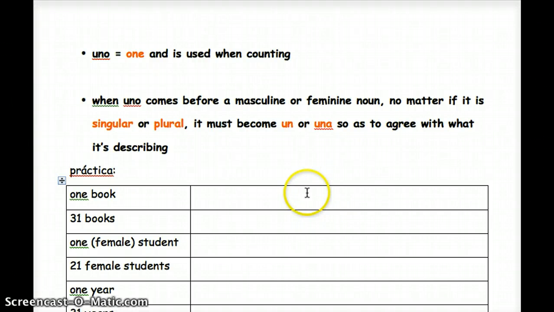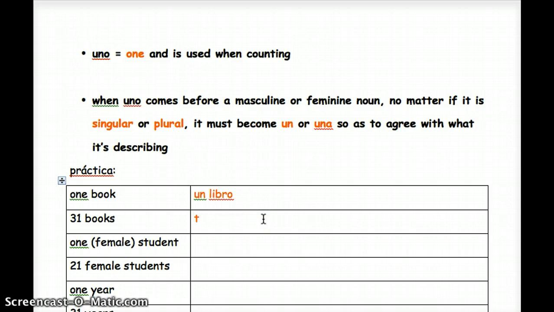So if you were just counting books and there was a pile, you're like uno, dos, tres, of course you'd say uno. But if somebody said, how many books are there in that backpack? And you said, 1 book, you would say un libro. We would make that uno drop the o to make it show that this is a masculine noun.